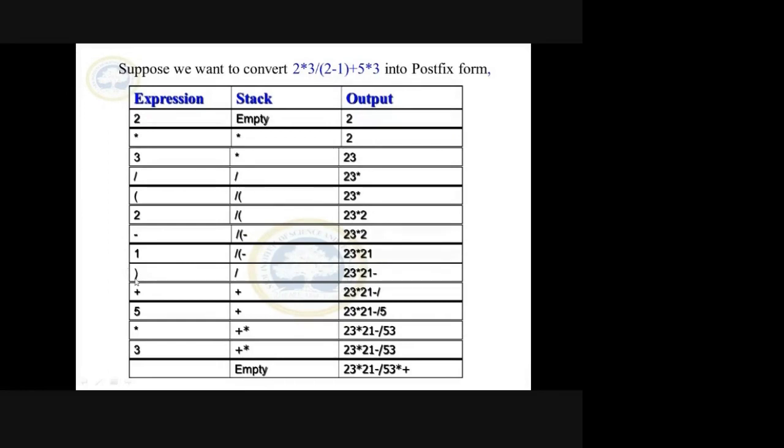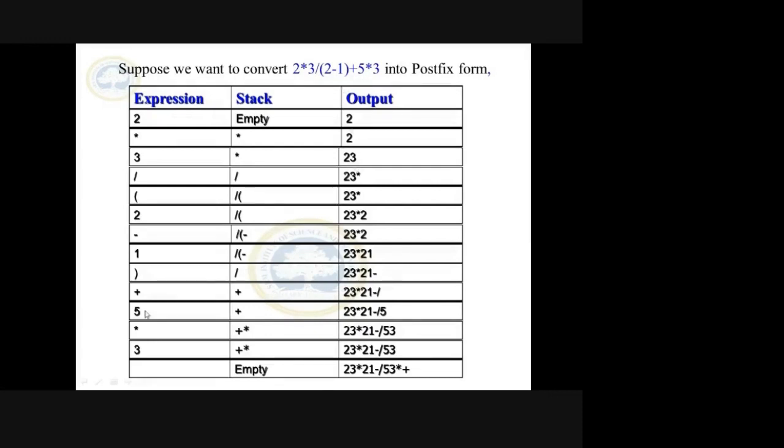Now see, the close parenthesis is encountered. When a close parenthesis comes, don't put it inside the stack. Instead pop all the elements until your open parenthesis. There is only one element, minus. So I take minus outside and remove the open parenthesis also. Only slash is now remaining. Now plus comes. Before pushing, you compare slash and plus. Slash has a higher priority than plus, so slash is taken to the output and then plus is pushed inside.